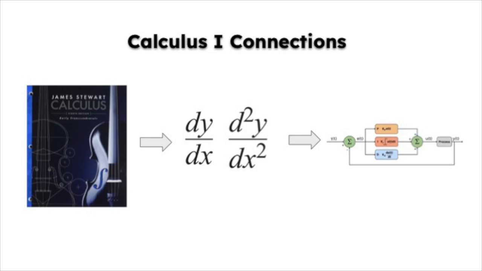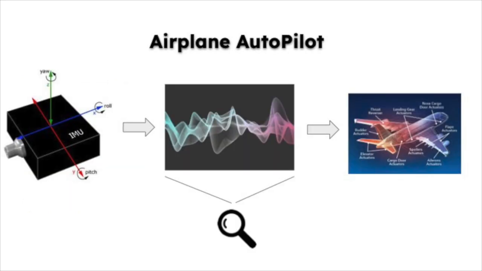This is where PID controllers come in. A PID controller is a system that uses proportional, integral, and derivative thinking to control everything from autopilots to satellites. Let's take an example of an autopilot in an airplane.